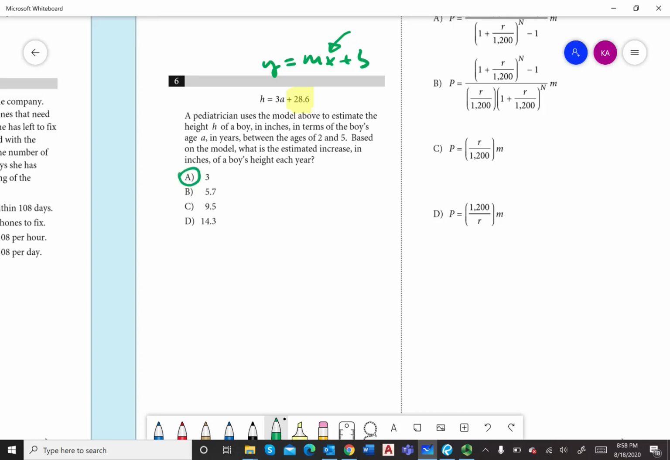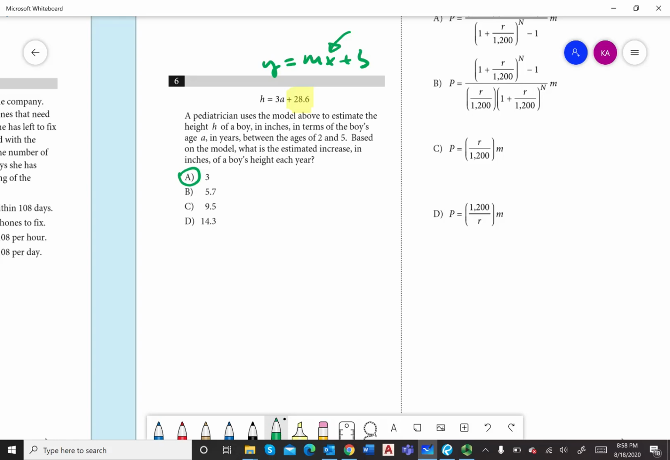So without doing anything, if you understand the concept of rate of change, you know, because the question is asking for the rate of change. It says, what is the estimated increase each year? So what is the increase each year? This year there's that increase, that year there's that increase.